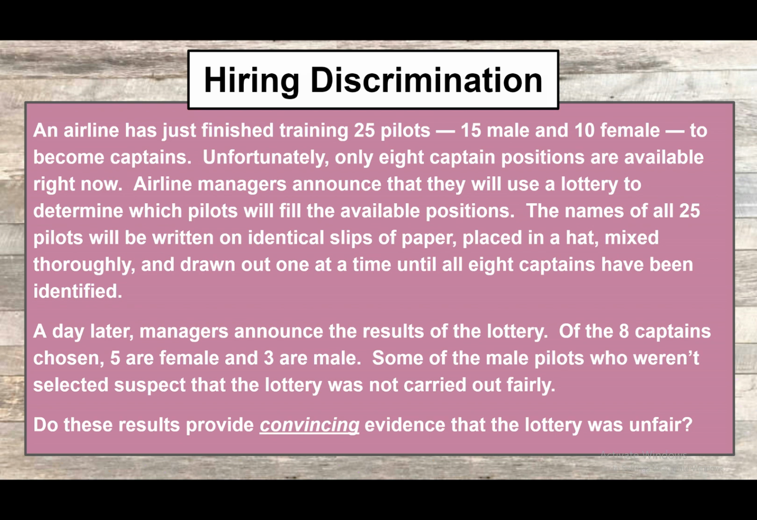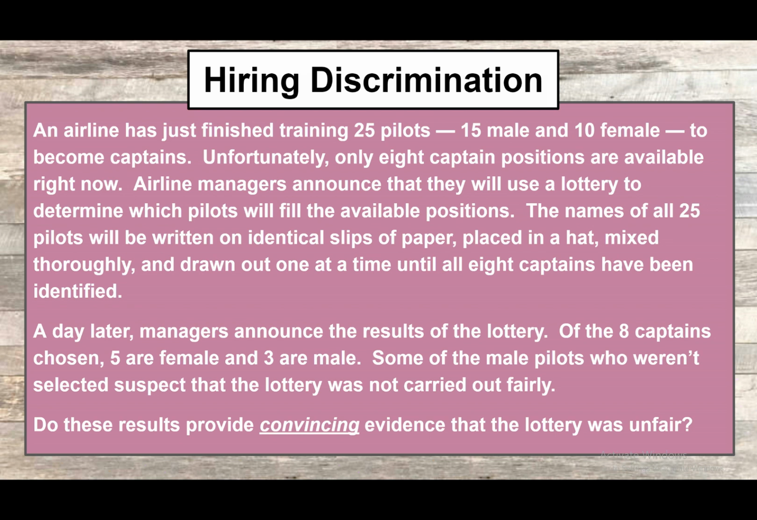The names of all 25 pilots will be written on identical slips of paper, placed in a hat, mixed thoroughly, and drawn out one at a time until all 8 captains have been identified. A day later, managers announced the results of the lottery. Of the 8 captains chosen, 5 are female and 3 are male. Some of the male pilots who weren't selected suspect that the lottery was not carried out fairly. Do these results provide convincing evidence that the lottery was unfair?